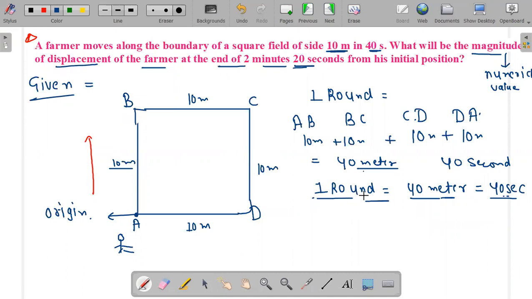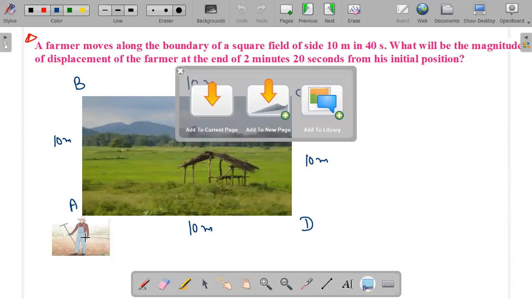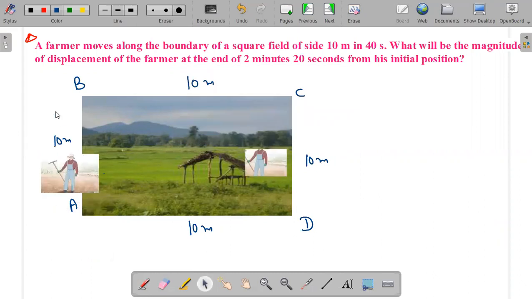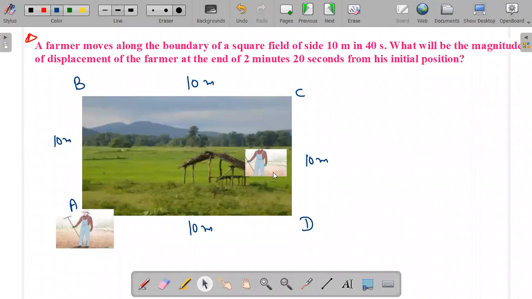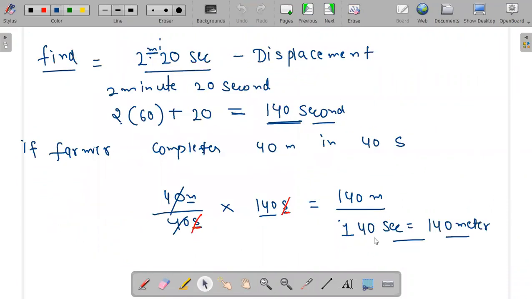Now another thing is that the farmer is completing one round. Again it is reaching A. When the farmer is completing one round, A to B, B to C, C to D, and again coming to A, it is completing one round. So it is completing one round in 40 meters and 40 seconds, as given. So now I have 140 seconds and 140 meters.